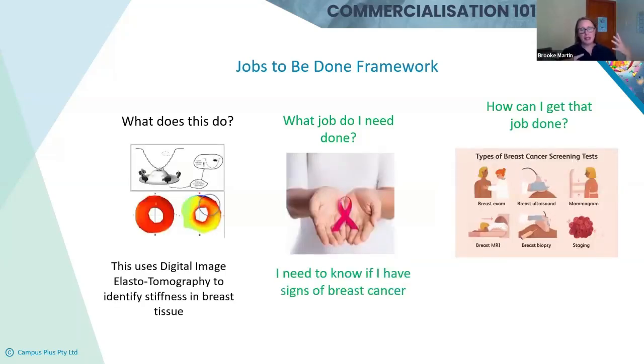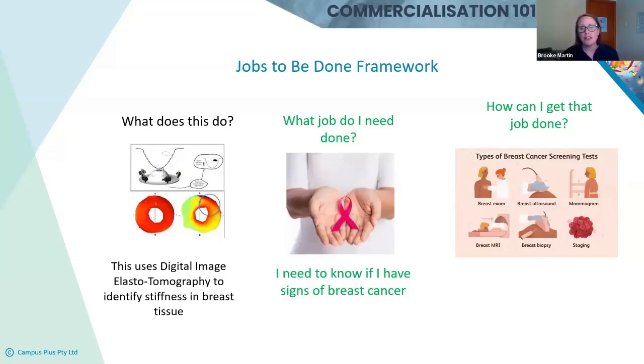So let's take this into a research setting. And I'll run an example with you about how this might work using a real world example. This is a technology that I came into contact with when I was doing some work with the University of Canterbury. So this is digital image elastotomography, and it's a novel technology that is being used to identify when there is stiffness in breast tissue. So the first question is, what does it do? Well, it can identify stiffness in breast tissue. So what else is doing that job at the moment? How else can I get that job done?